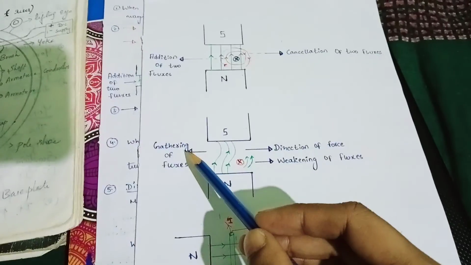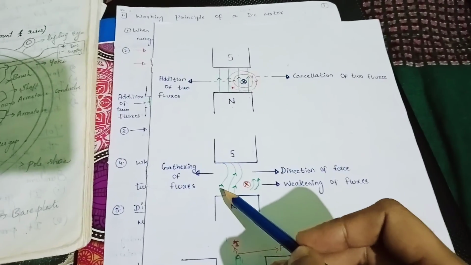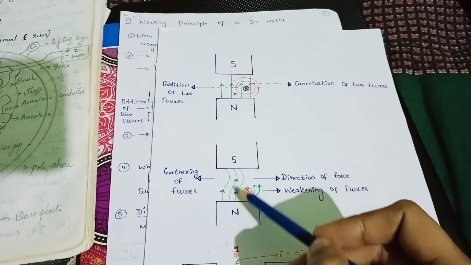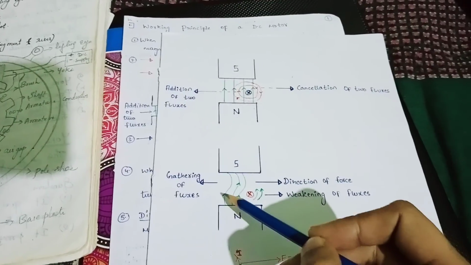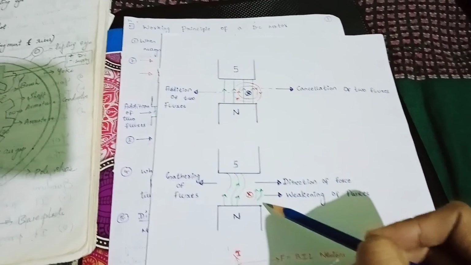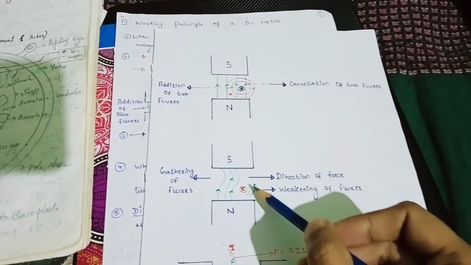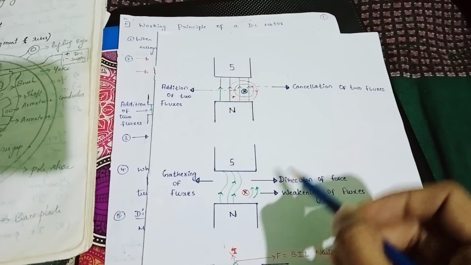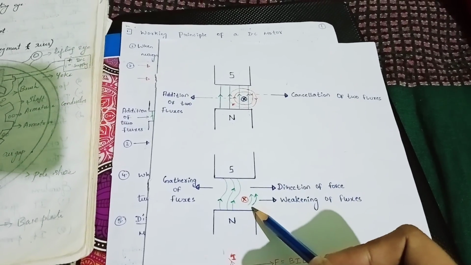Here we are getting the gathering of fluxes. This is the direction where the gathering of fluxes has been seen. Where there is weakening of fluxes, we can see minute fields being present here. This is due to the cancellation of two fluxes.